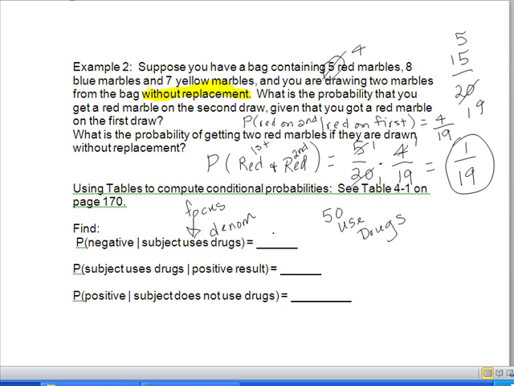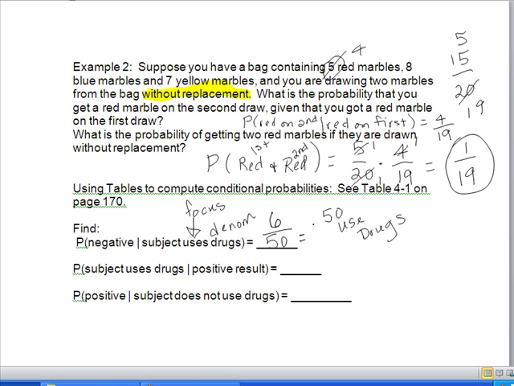So in this case, we're looking at that particular row, adding up all the ones that use drugs. We have 50 people who use drugs. Now, how many got a negative test result out of that group? Well, looking at the table, it's 6, and we can reduce this to 3 over 25.